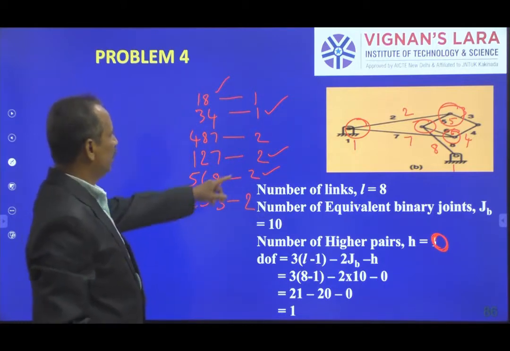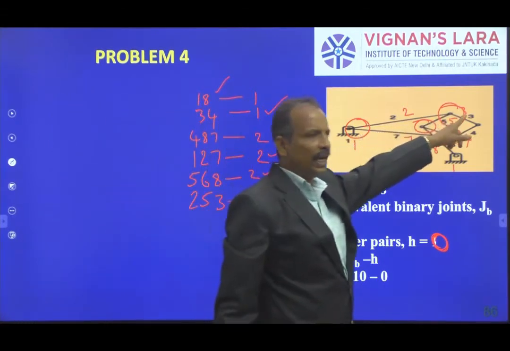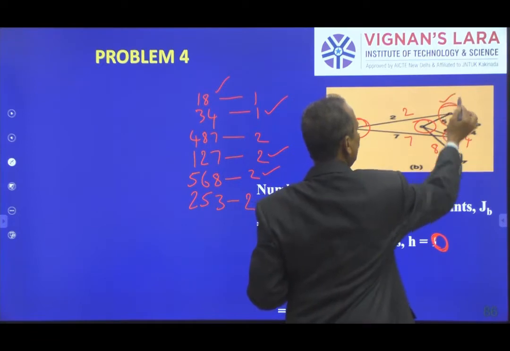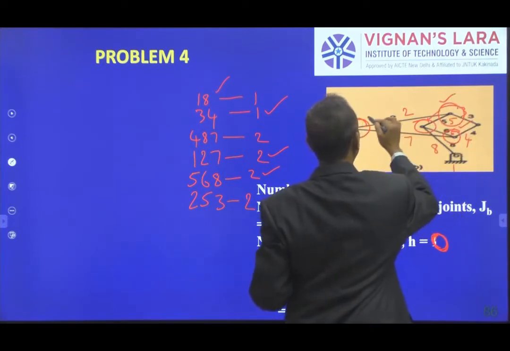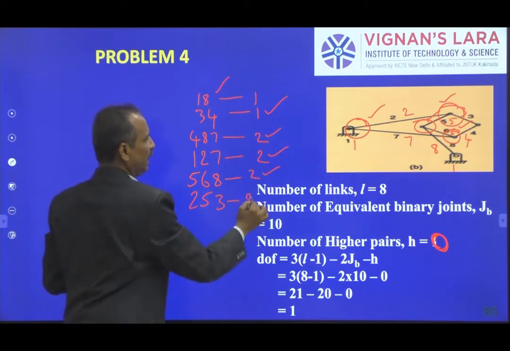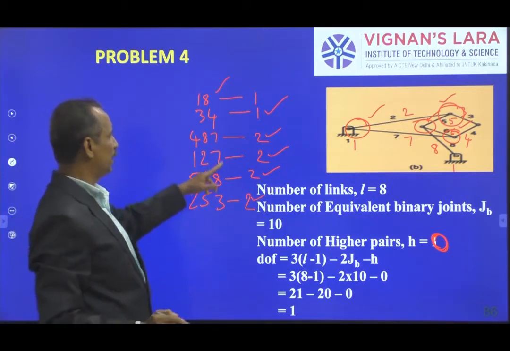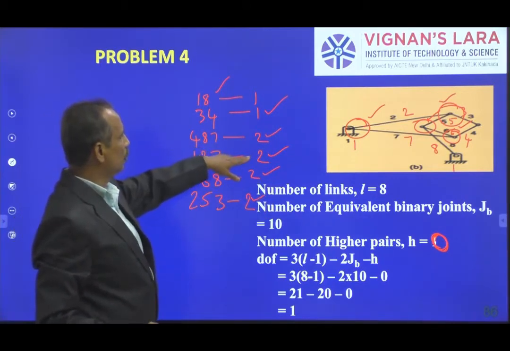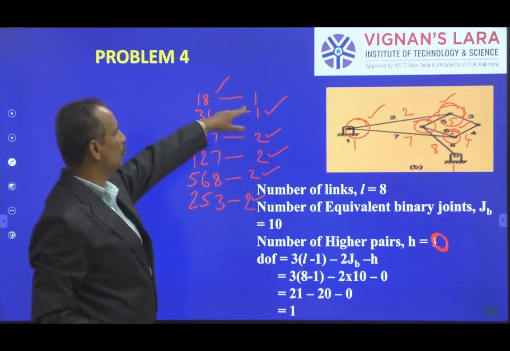Yes. That means there are 4 ternary pairs. 1, 2, 3, 4. I have written what those ternary pairs are. One ternary pair is equal to 2 binary pairs. That's why these are 2, 2, 2, 2, and these are 2 binary pairs.